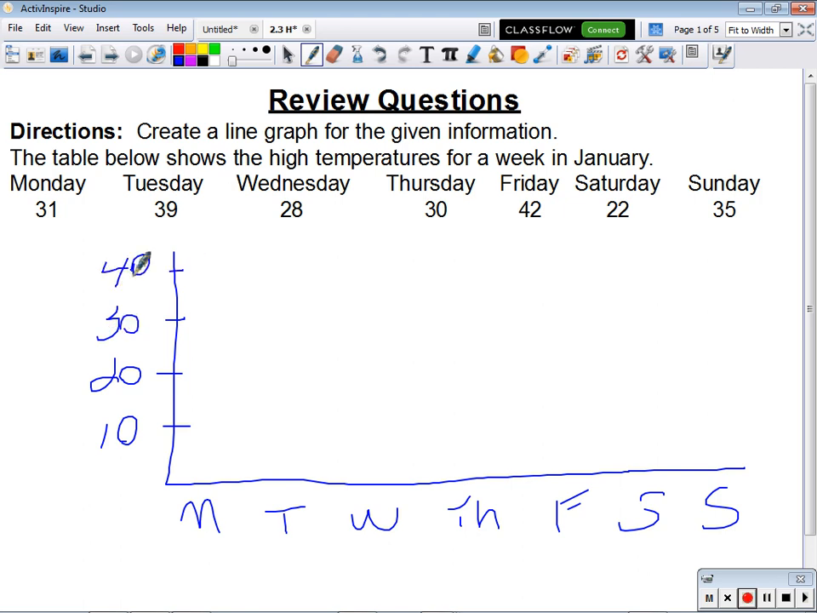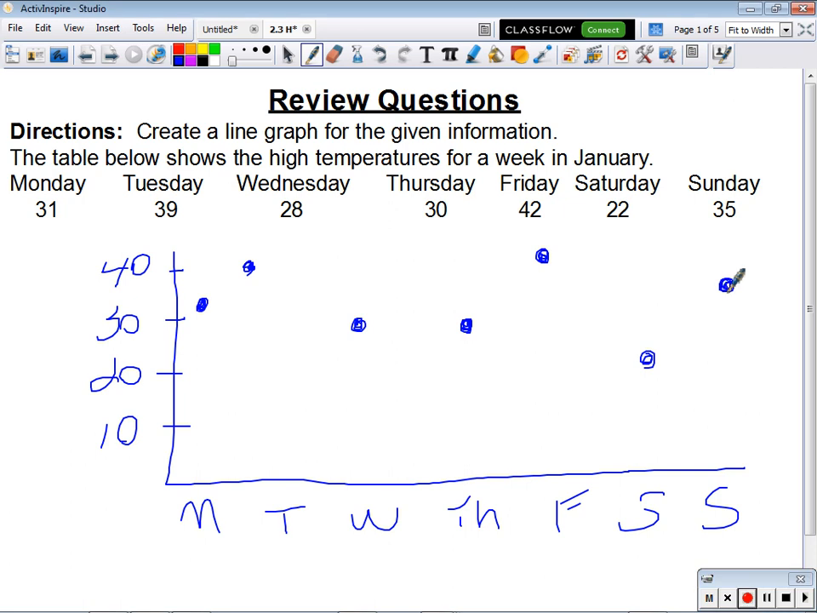So when you go to make a line graph, what you're basically doing is instead of putting bars on the graph, you're going to put dots for each one of the days of the week. So 31 for Monday would be maybe right about here. Tuesday is 39, that might be right about here. Wednesday would be 28 degrees, that's right about here. Thursday would be 30, that would be here. Friday would be 42, that might be right above the 40. Saturday would be 22, that might be right above the 20. And then we have for Sunday 35, so 35 is going to be in between the 30 and the 40 like this here.